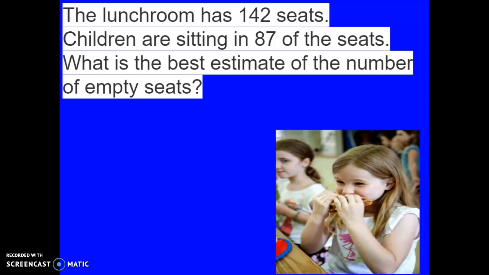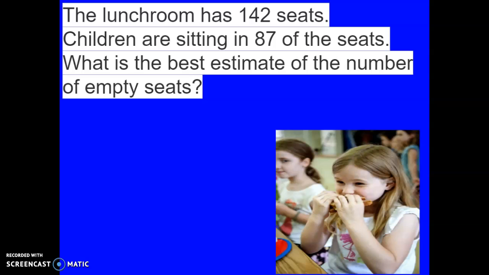And I am going to try to find out how many seats are empty. I already know how many seats are in the lunchroom. I also know how many children are sitting in each seat. Now I want to know how many of those seats are left empty. So I have 140 minus 90.